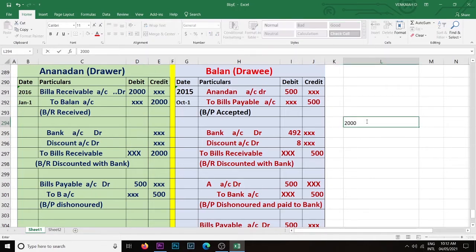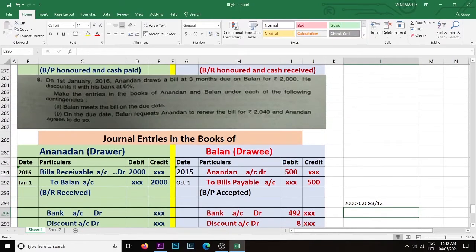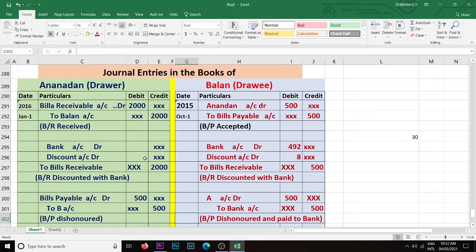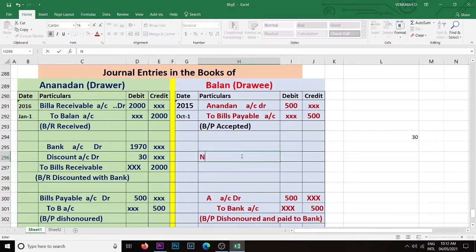So 2000 into 6%, 0.06, into how many months? The bill is how many months? 3 months, 3 by 12. So in Excel we have to put the equals sign for all functions. Amount is 30 rupees. Discount 30. Net amount received is 1970. So there is no entry in the books of Balan. No entry. Right. Next, what happened? Next paragraph.